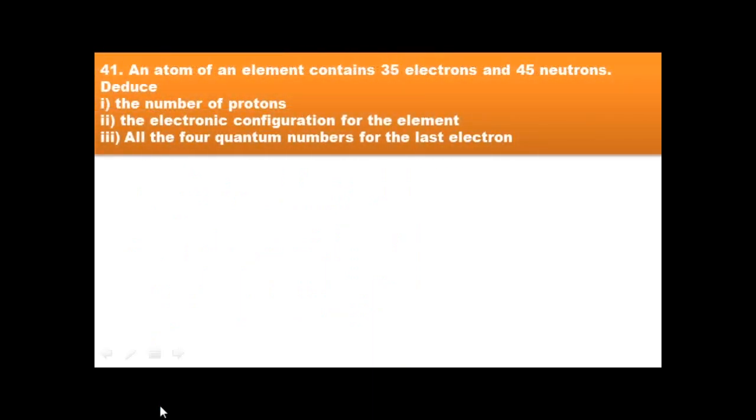The next question, question number 41. An atom of an element contains 35 electrons and 45 neutrons. Question 1: the number of protons. Question 2: the electronic configuration for the element. Question 3: all the 4 quantum numbers for the last electron.